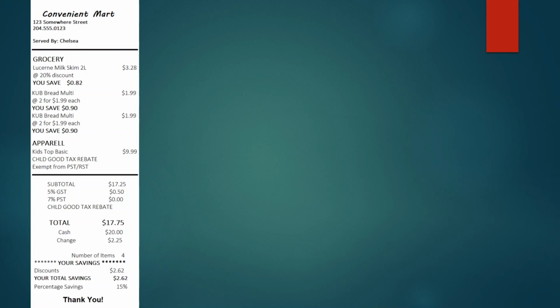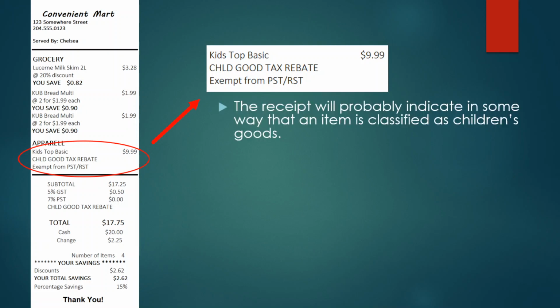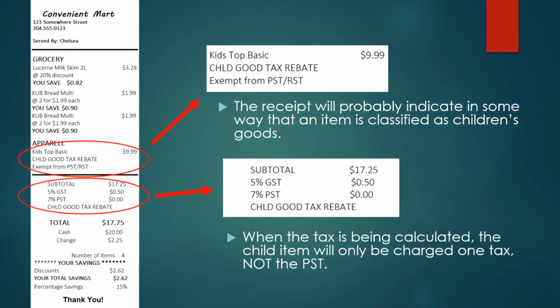The receipt will also indicate if there were any tax exemptions other than the usual exemptions for necessities. Here we can see that the customer purchased an item that is classified as children's goods. Later, when the tax is being calculated, the child item will only be charged one tax, not the PST.